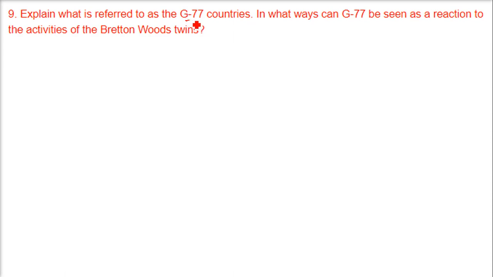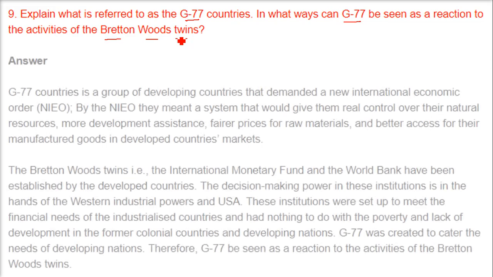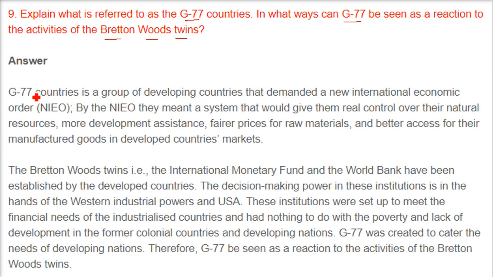Explain what is referred to as G77 countries. In what ways can G77 be seen as a reaction to the activities of the Bretton Woods twins? G77 countries, this is a group of developing countries, Vikasshil Desh, that demanded a new international economic order, NIEO.